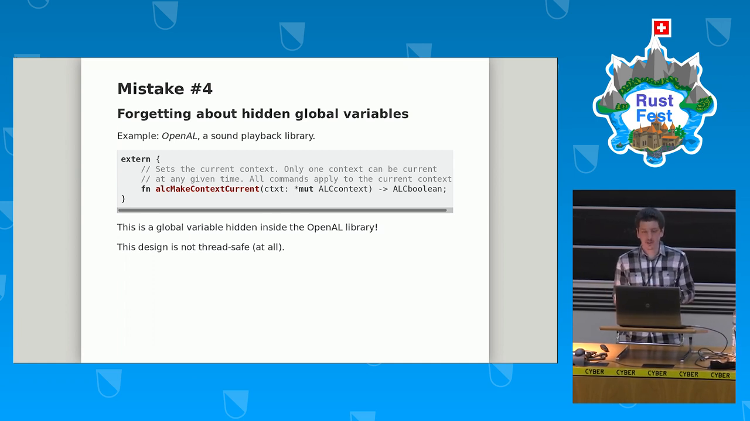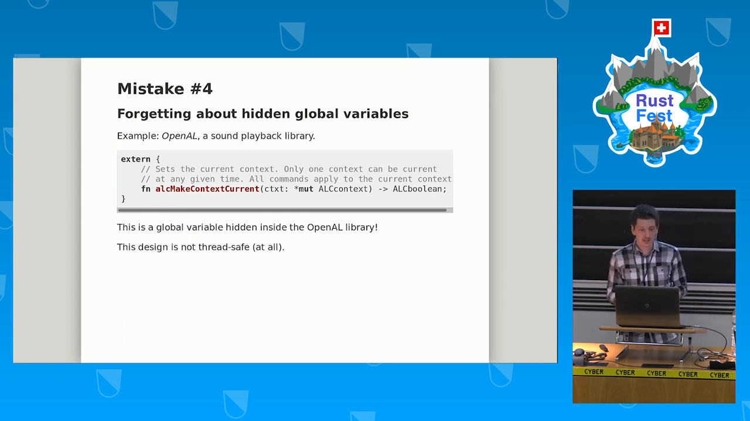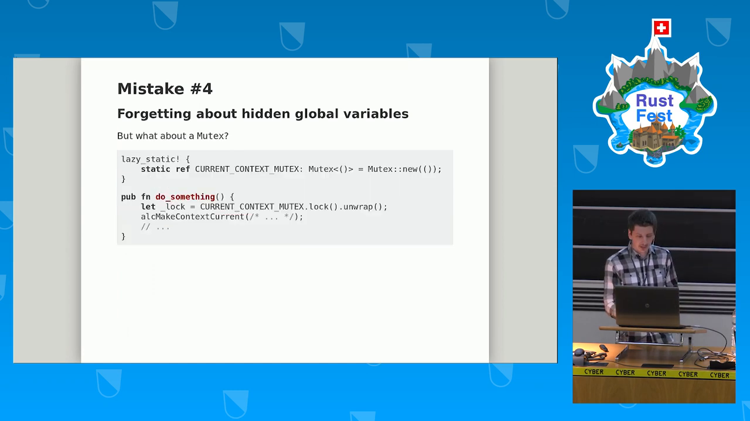And this design is really not thread safe at all, because if you have two threads that are trying to use OpenAL at the same time, thread one calls alcMakeContextCurrent and does some OpenAL stuff. Thread two calls alcMakeContextCurrent while thread one is running, and it will modify the behavior of thread one, and that's bad, and that's really thread unsafe. So you may think, but what if I use a mutex? And that's usually the solution people can come up with.